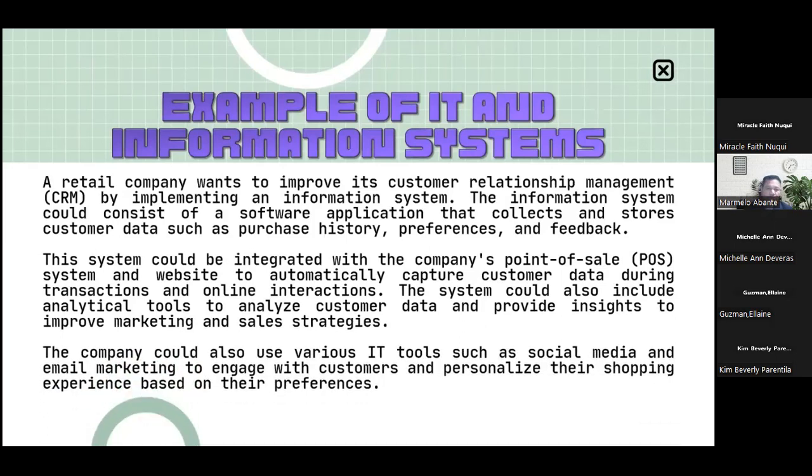The company could also use various IT tools such as social media and email marketing to engage with customers and personalize their shopping experience based on their preferences. This example shows how an information system and IT tools can be used in MIS to improve customer relationship management and drive sales. By effectively managing and leveraging customer data, the company can gain insights into customer behavior and preferences, enabling them to tailor their marketing and sales strategies to better serve their customers and improve their bottom line.